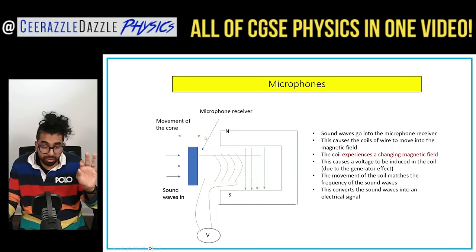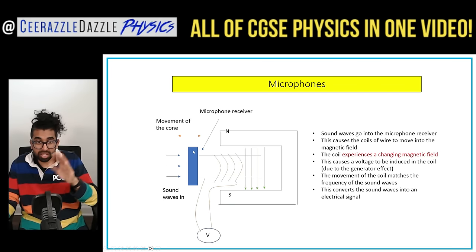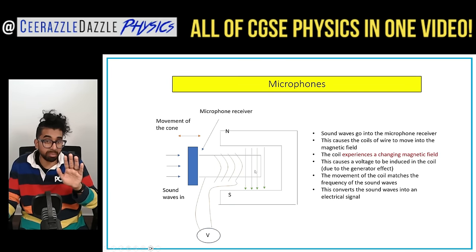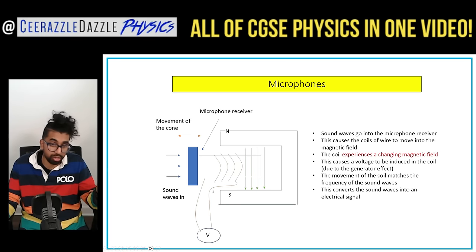Microphones. Microphones are a bit different. With a microphone, you're going to speak into the microphone and it's going to generate a voltage. So look over here, we've got a microphone receiver and we've got it within a magnetic field once again. When the sound waves come in, it pushes the microphone receiver into the magnetic field. So it pushes all these coils into that magnetic field. These coils therefore experience a change in magnetic field and therefore a voltage is induced. So the coils of wire enter the magnetic field and because they are experiencing a changing magnetic field, a voltage is induced. So this one is the generator effect over here, because you're going to be generating voltage.